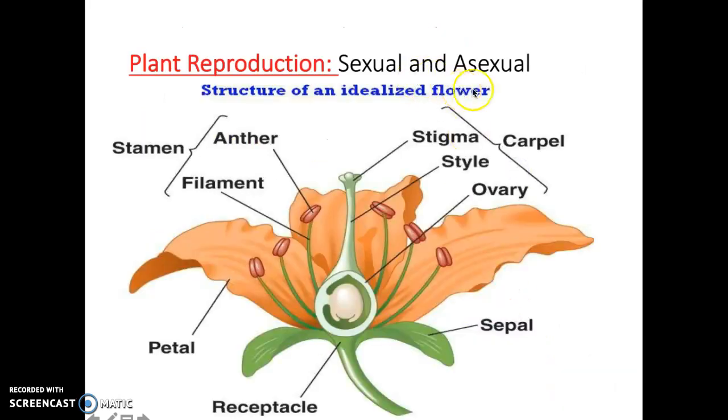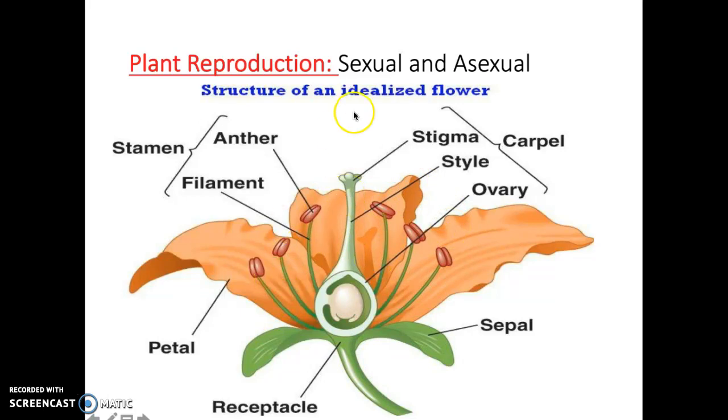So the next system is the reproductive system. And for the reproductive system, you have to understand one thing. Plants can reproduce sexually, and they can also reproduce asexually. So the most important thing that you have to remember here is the different parts of the flower, because flowers are the reproductive organs of the plant.